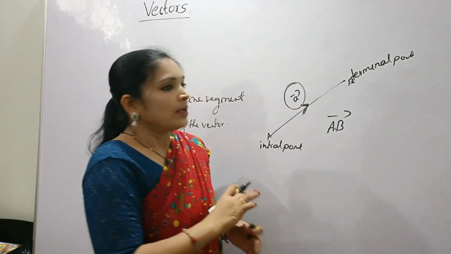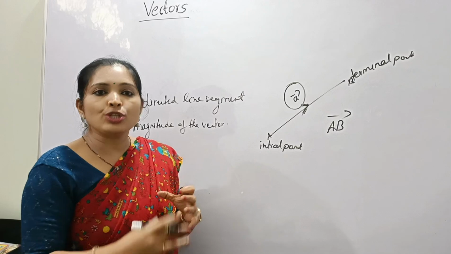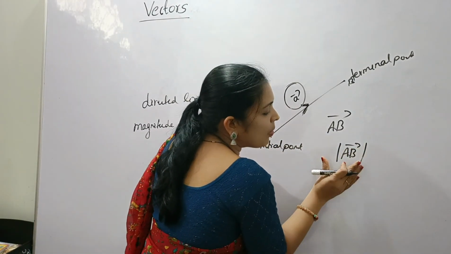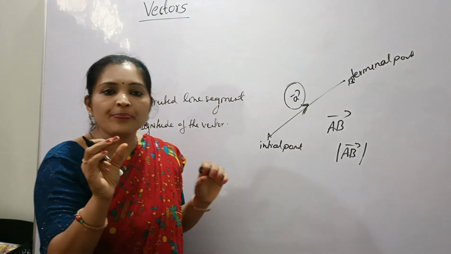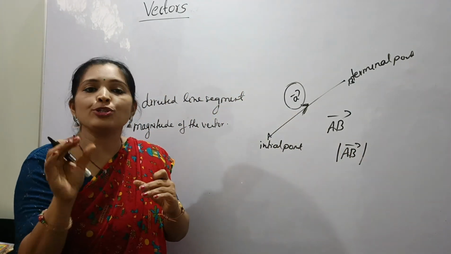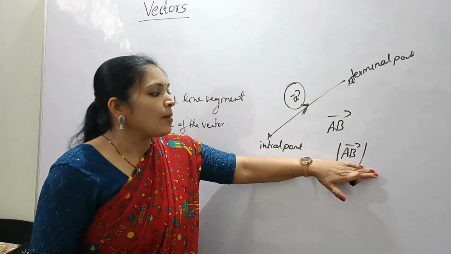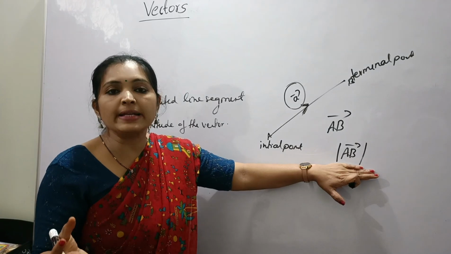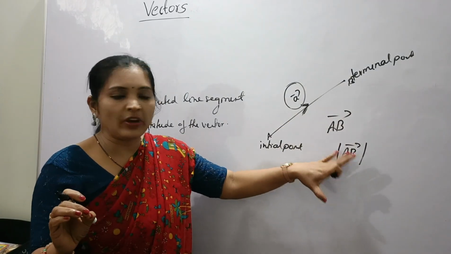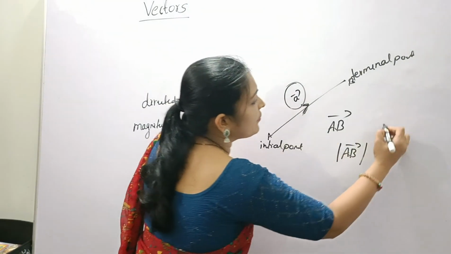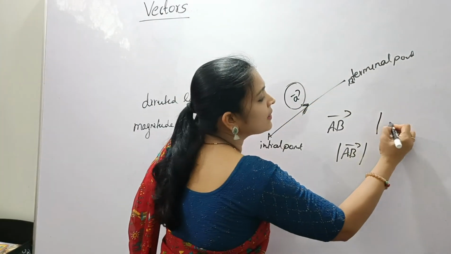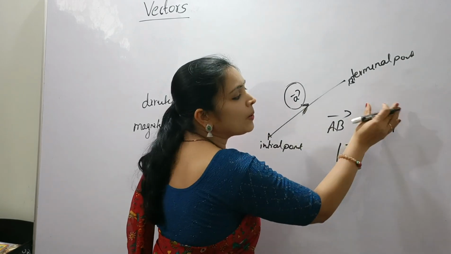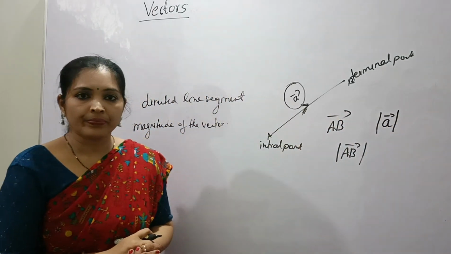The length or magnitude of the vector can be written as modulus of vector AB. So remember, the modulus of a vector represents the magnitude of the vector. Modulus of the vector AB represents the magnitude of the vector AB. Or if it is vector A, then the magnitude of the vector A is written as modulus of vector A.